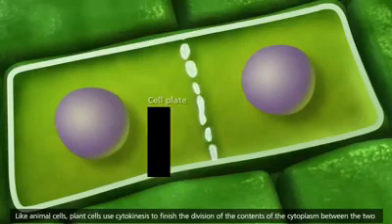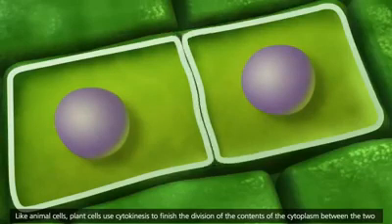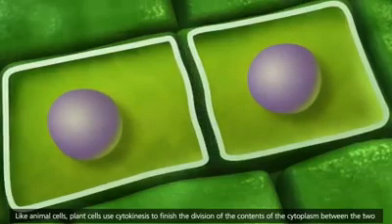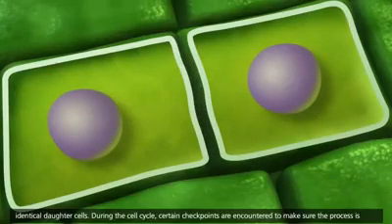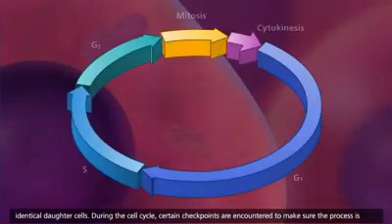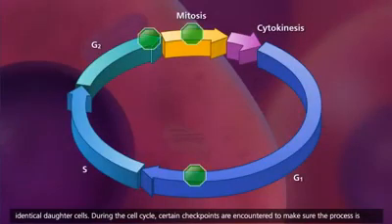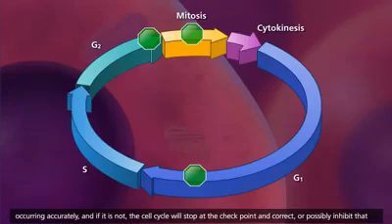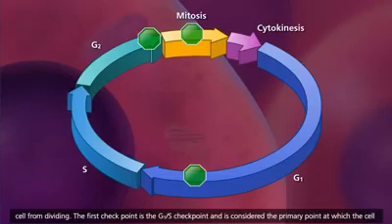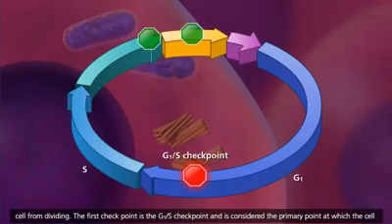Like animal cells, plant cells use cytokinesis to finish the division of the contents of the cytoplasm between the two identical daughter cells. During the cell cycle, certain checkpoints are encountered to make sure the process is occurring accurately. And if it is not, the cell cycle will stop at the checkpoint and correct, or possibly inhibit that cell from dividing.